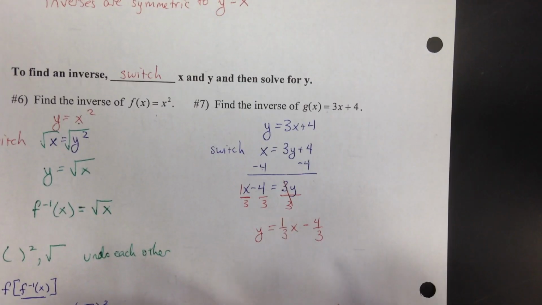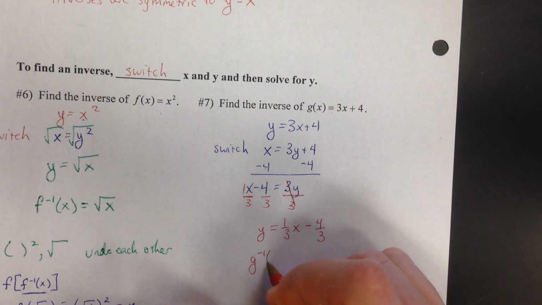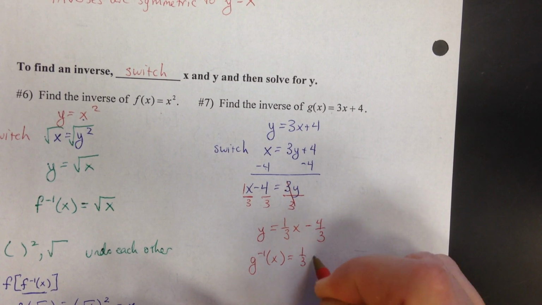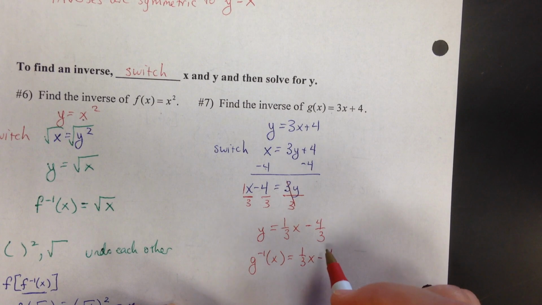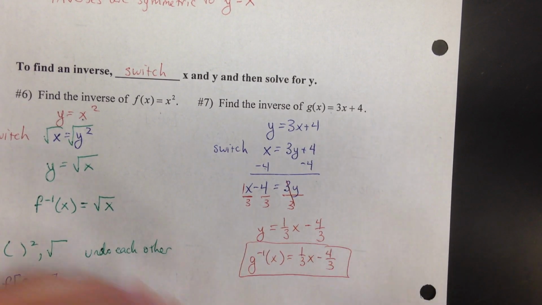So I'm going to finish that off. I'm going to say g inverse of x equals 1/3 x minus 4 over 3. That's my inverse function right there.